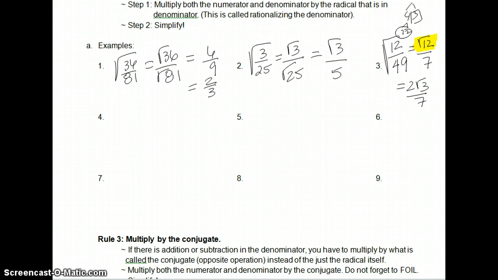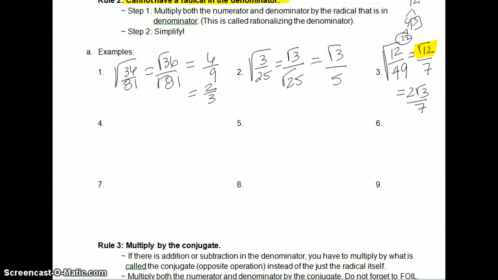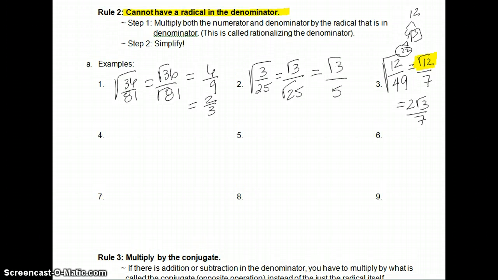Okay, let's take a look at example number 4. Example number 4 is 1 over root 2. We are not breaking rule number 1, which states you can't have a fraction underneath the radical, but we are breaking rule number 2 because you have a radical in the denominator. So what we do is what's known as rationalizing the denominator. Basically, you want to multiply by a number so that the radical cancels itself out in the denominator. So this example would be root 2.